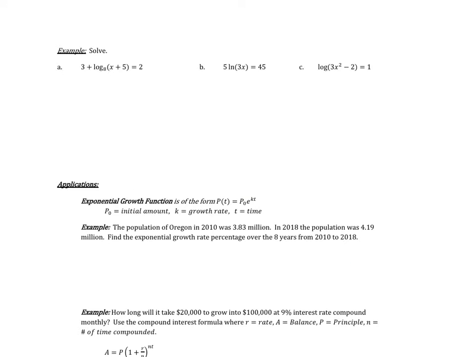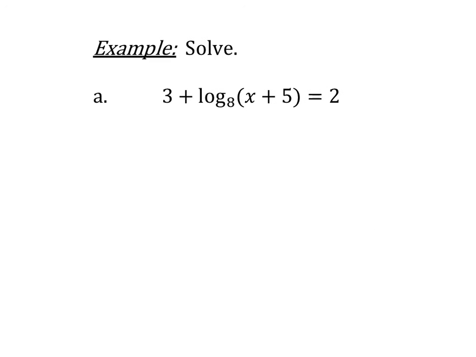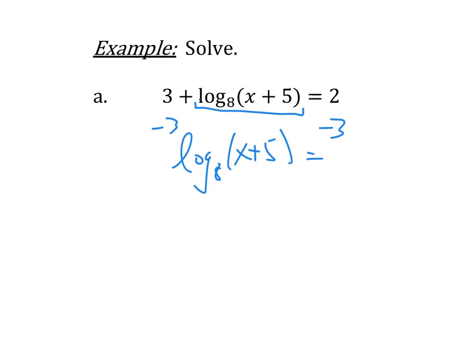So let's try a couple of these just to kind of wrap this up here. All right. So just the reverse of exponentials. We want to get the logarithm all by itself, and then we're going to change it into an exponential. Okay, so get that 3 out of there. So log base 8 of x plus 5 equals negative 1. Now it's time to change it. So 8 to the negative 1 equals x plus 5.